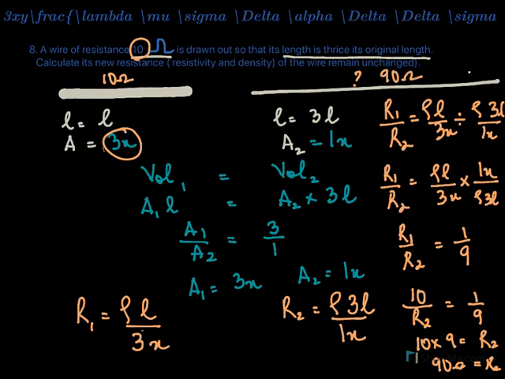The material has not changed, the resistivity has not changed, but why has the resistance changed? Because the length has increased and the area of cross section has decreased.